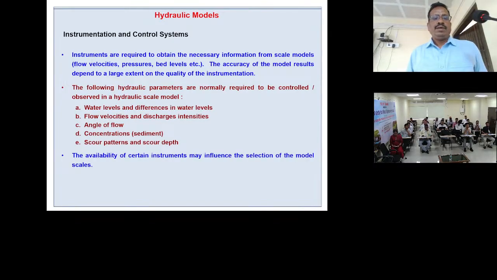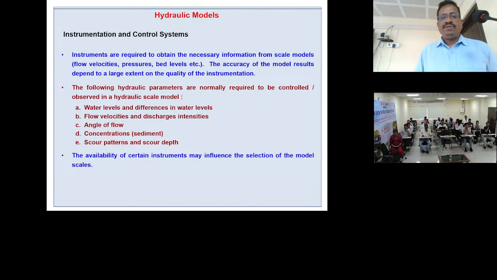Hydraulic models. Instruments are required to obtain the necessary information from scale models. Flow velocities we can measure. Pressures and bed levels also we can measure in these physical models. The accuracy of the model results depends to a large extent upon the quality of the instrumentation. The following hydraulic parameters are normally required to be controlled and observed in a hydraulic scale model.